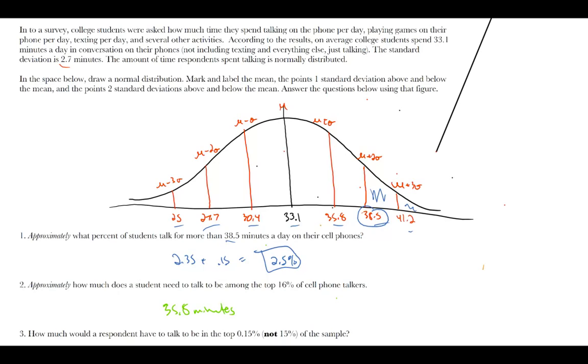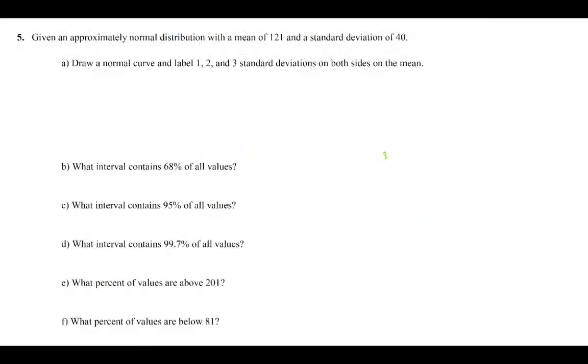And last question, how much would a respondent have to talk to be in the top 0.15%? So the top 0.15% is this very little part up there. So in order to be in that one, you've got to talk for more than 41.2 minutes. So we can ask these questions in reverse as well, right? We can ask, given a value, find a percentage, or we can say, given a percentage, what values would fit that model. I think we've got one more to practice this.